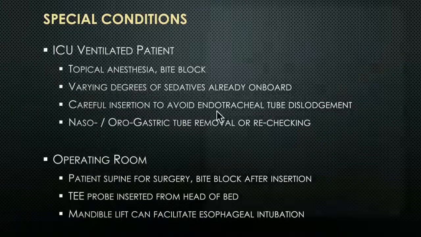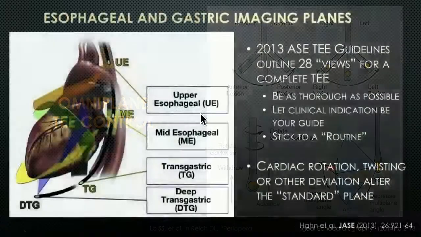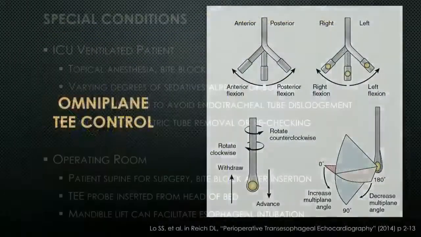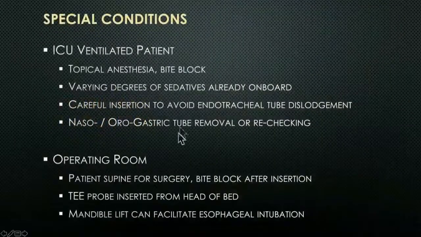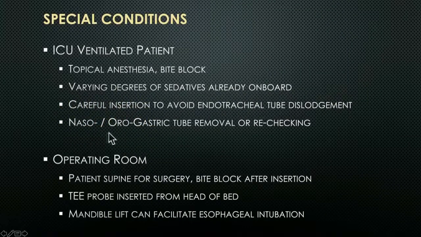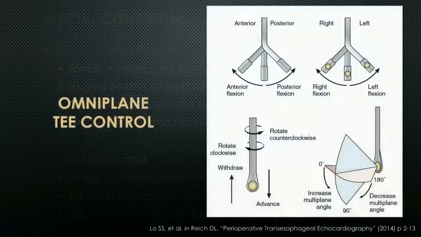And you're always being careful to avoid dislodging the endotracheal tube. Always remember that the naso- or orogastric tube may get moved around, or it may require removal entirely, but at the very least needs to be rechecked at the end of the procedure.